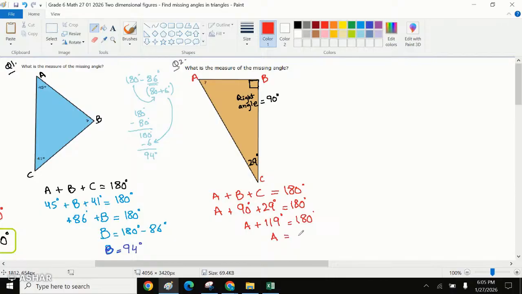Can we say A equals 180 minus 119? How I would do it is, I write 119 as 100 plus 19. So 180 minus 100 is 80. 19 can be written as 10 plus 9. 80 minus 10 is 70. And 70 minus 9 is 61. So can we say that angle A comes out to be 61? Okay.